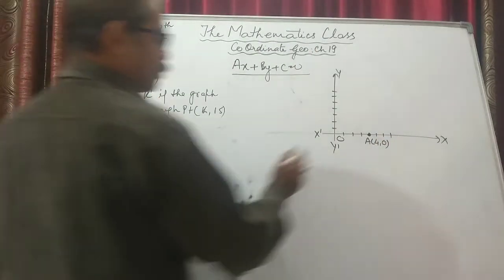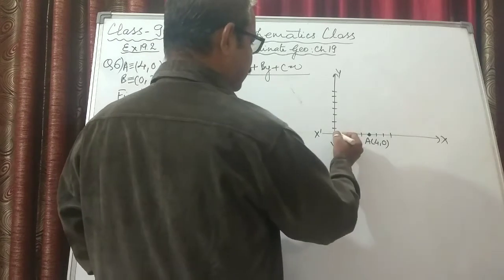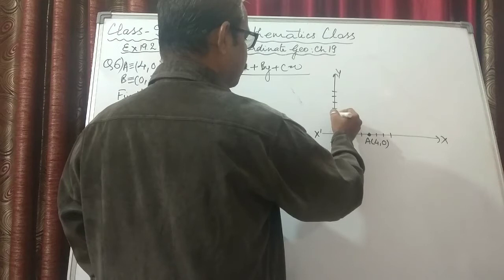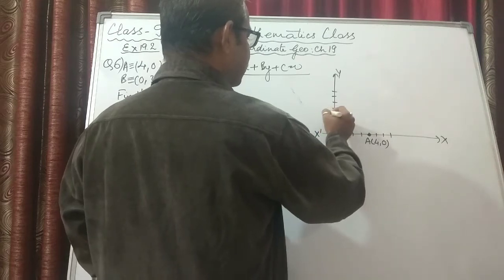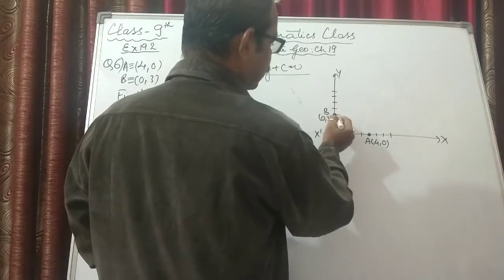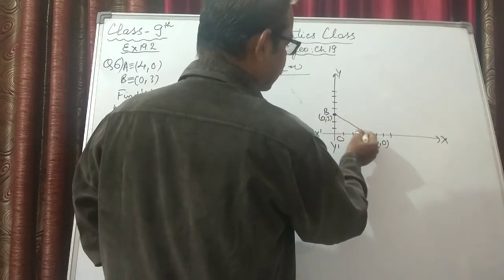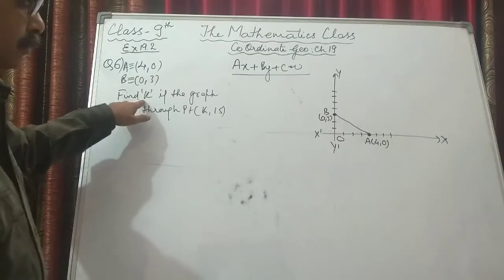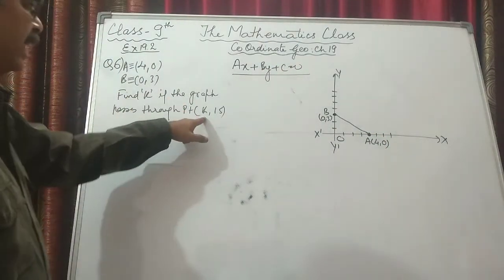Then point B is (0, 3), meaning x is 0, y is 3. 1, 2, 3. Somewhere here is your point B and this is (0, 3). It means we will join the line like this. Now they say find the value of k if the graph passes through (k, 1.5).